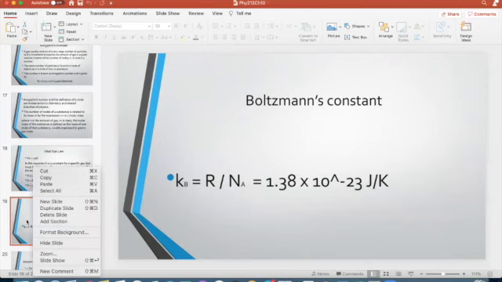Here I have the Boltzmann constant, which is the ideal gas constant divided by Avogadro's number, which comes out to be 1.38 times 10 to the minus 23rd joules over Kelvin.